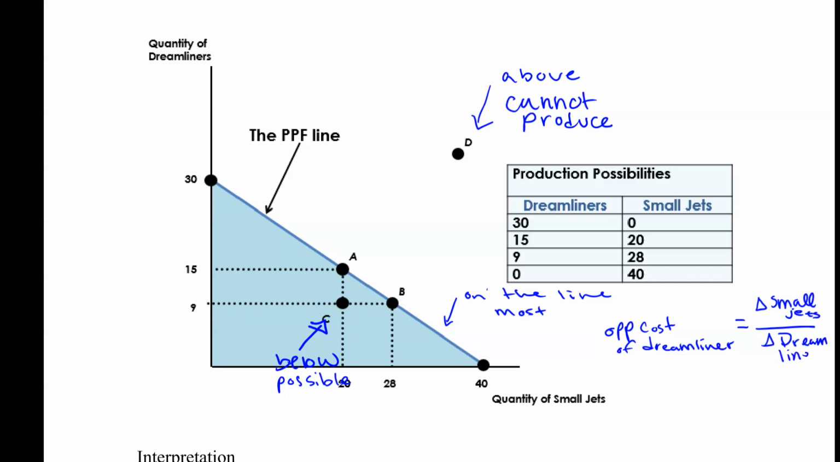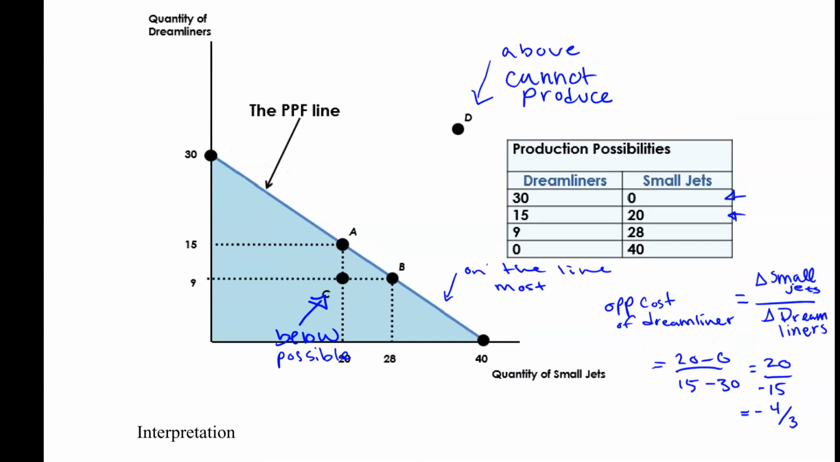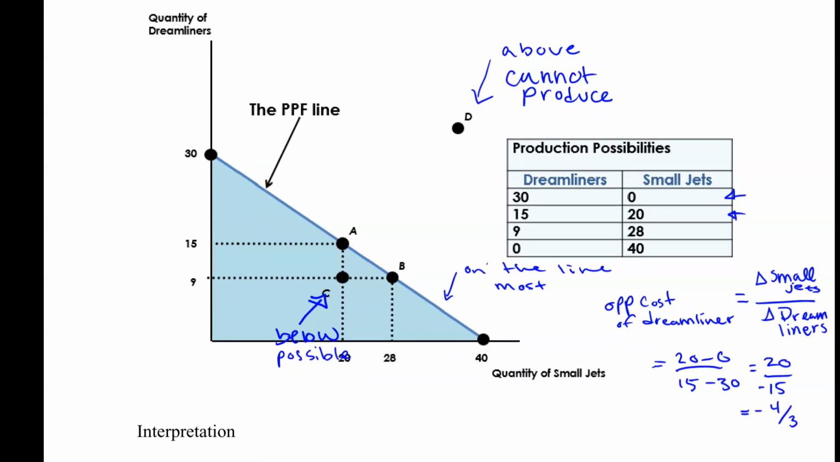All right, so we've got change in small jets over change in Dreamliners. So I'm going to use the first 2 points here. So for small jets, I've got 20 minus 0. And for Dreamliners, I've got 15 minus 30. So I've got 20 divided by negative 15. 5 goes into both, so this is the same as saying negative 4/3. So that means, since it's negative, which makes sense, right? If we increase the number of Dreamliners, we're going to decrease the number of jets.